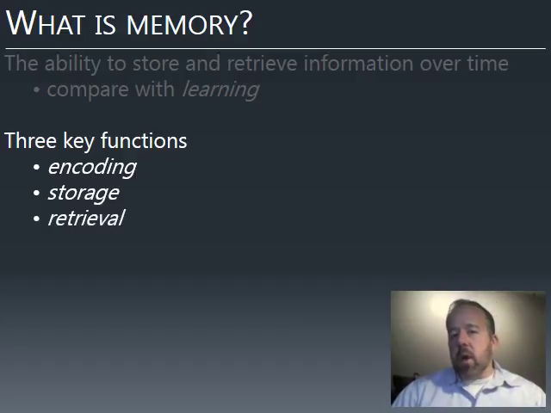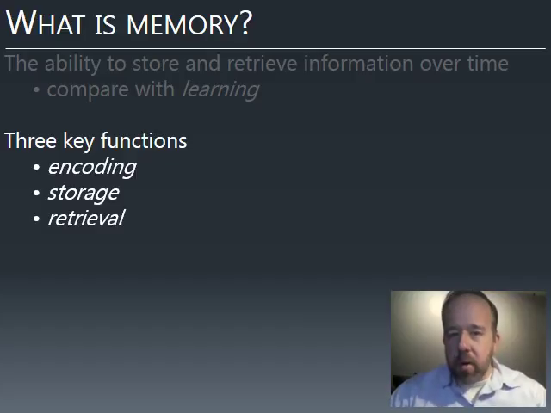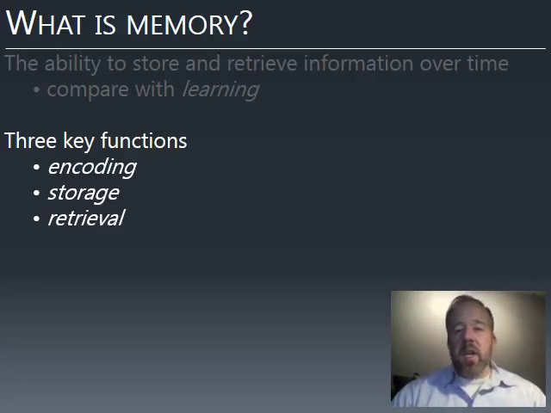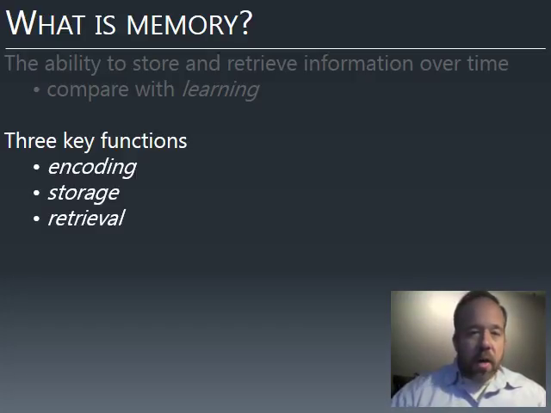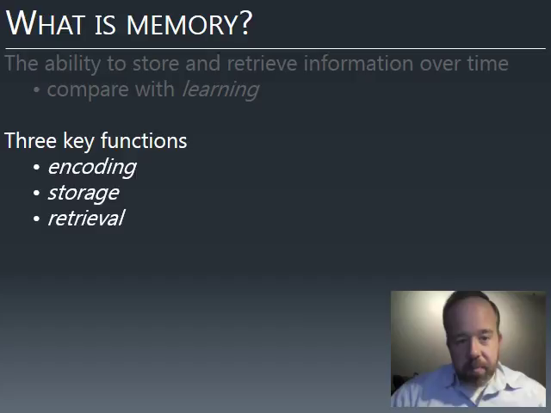And then finally, we'll talk about retrieval. And retrieval is how we get the information back again. So if we encoded information and stored it, but we could never retrieve it, it wouldn't really do us much good. We could store a bunch of information, but then never access it again. We could never use it to our advantage again. And so retrieval is a really important process.